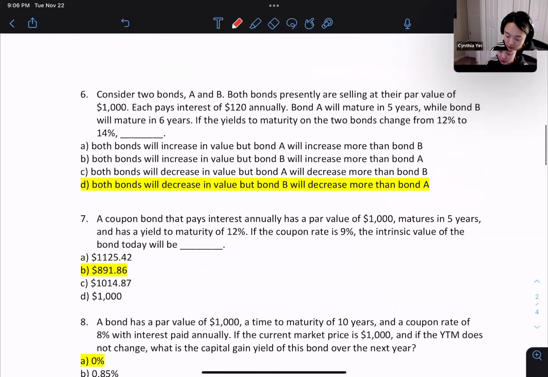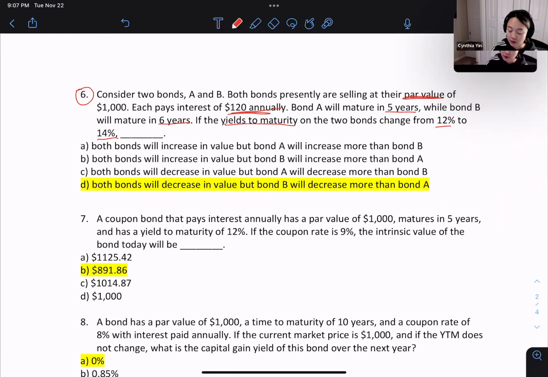Okay, let's see 6. Consider 2 bonds, A and B. Both presently are selling at their par value. Each pays an interest of $120 annually, or you can call it coupon. Bond A will mature in 5 years. Bond B matures in 6 years. And if the yield to maturity on both bonds changes from 12% to 14%, what's going to happen?